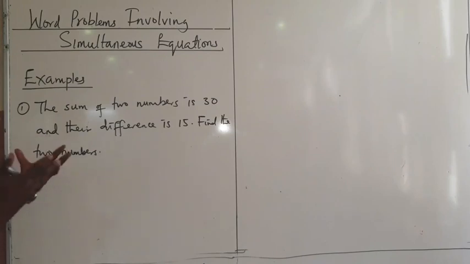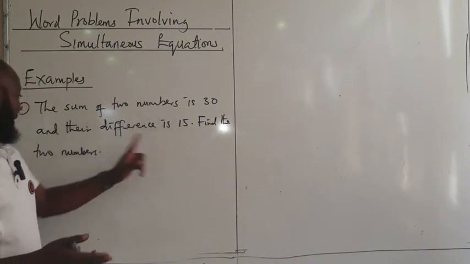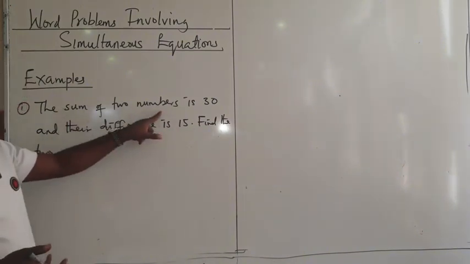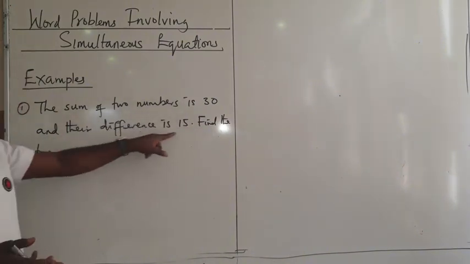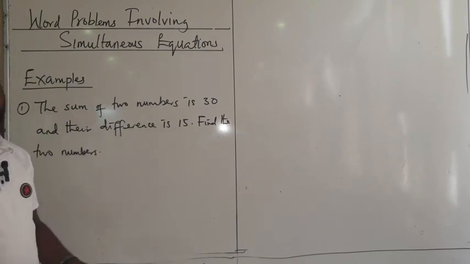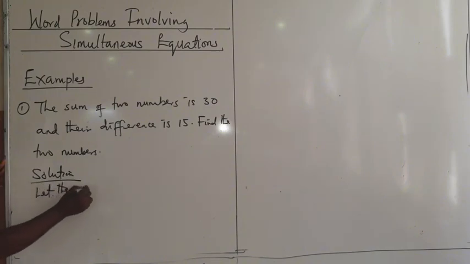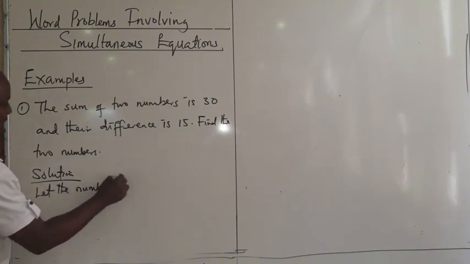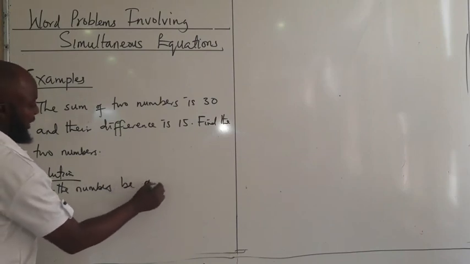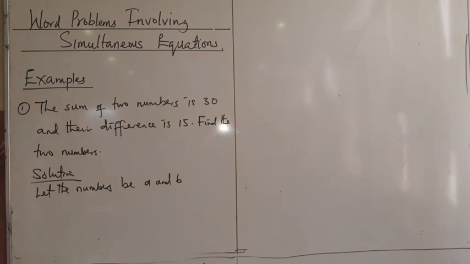What we're going to do is find what we don't know, what we're looking for, because the question asks us to find the two numbers. The sum of two numbers is this, and their difference is this. So we first of all represent the unknown with letters. Solution: we select the numbers, let the numbers be A and B.